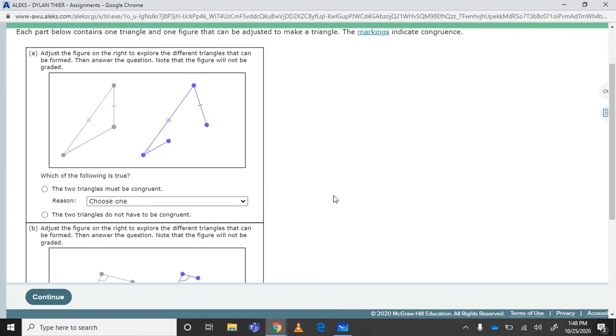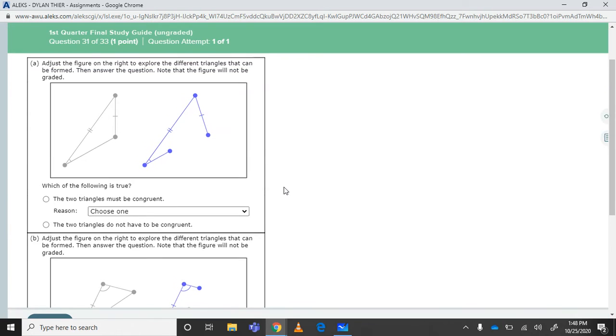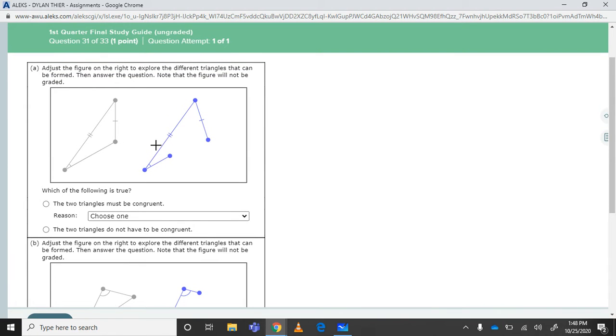Question 31 wants us to mess around with some triangle diagrams to talk about whether or not two figures must be congruent or whether they may not be congruent. So in this one, we're given that there are two sides and an angle that matches. So three pieces of information match three pieces of information. Typically, we can be pretty confident that that means we have only one possible triangle we can make.